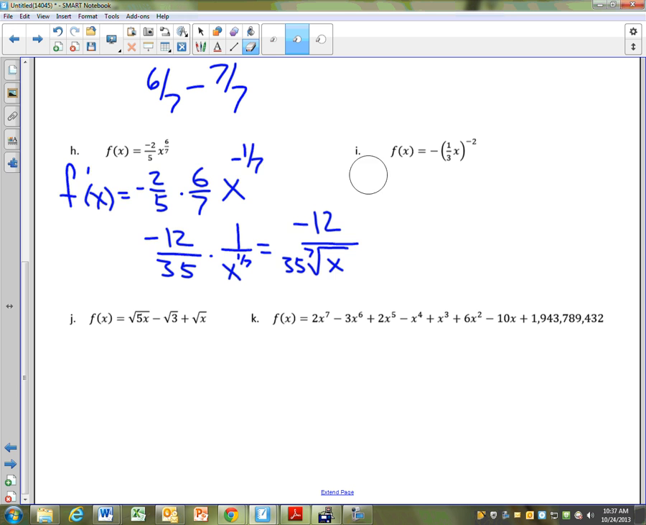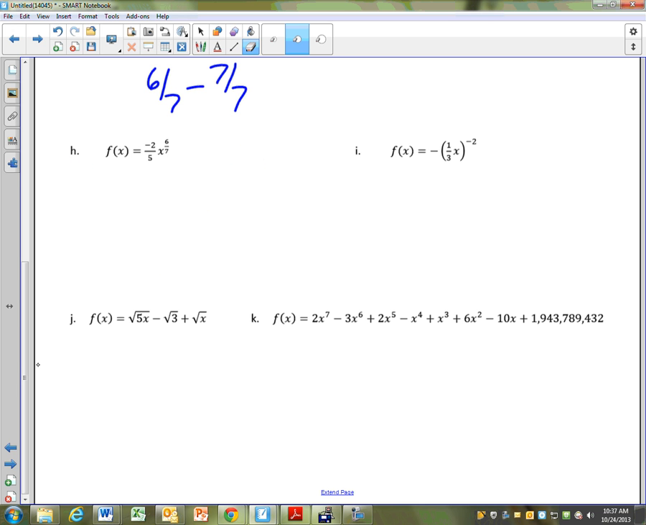I think your college algebra teacher was supposed to review some of them, but I know you guys had an intense dealing with radicals during your junior year. So, all right, we can do a little bit of work with them. All right, f of x is equal to negative parentheses 1/3 x to the negative 2. What do I do?